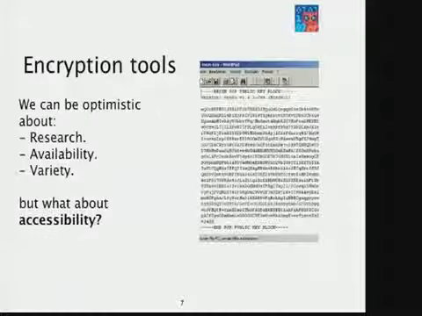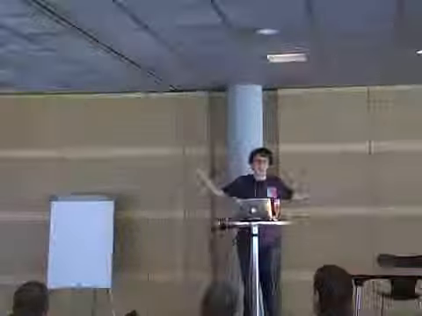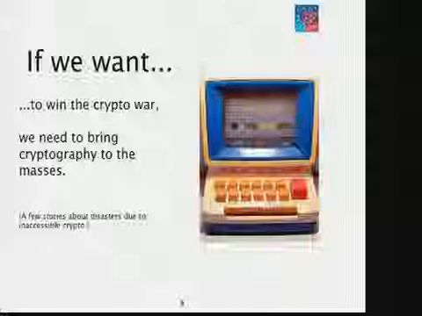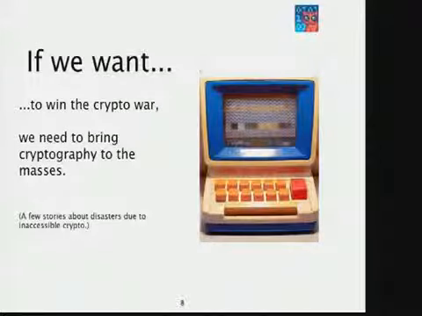be optimistic currently about the research done for encryption tools, about the variety of encryption tools. There's disk encryption, chat encryption, email encryption, and a lot of stuff in between. The availability is lots of open source projects. But the accessibility is the problem. And if we want to win the crypto war, which has now become a very vague term, if we want to address the issue that crypto parties have tried to address in a different way, although crypto parties are awesome, there needs to be an effort to bring cryptography to the masses.